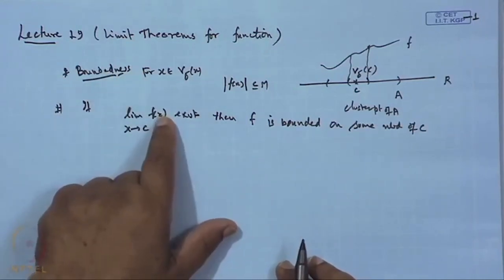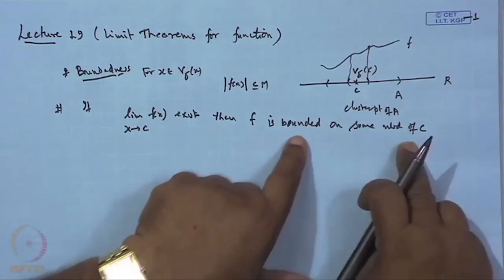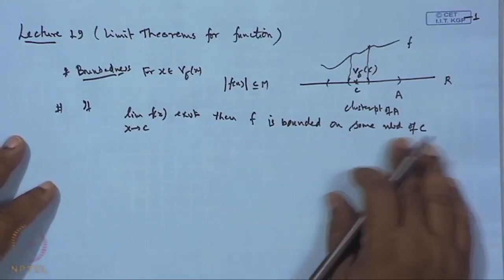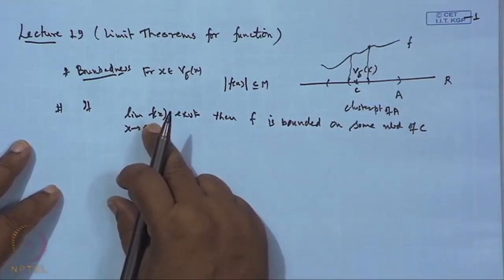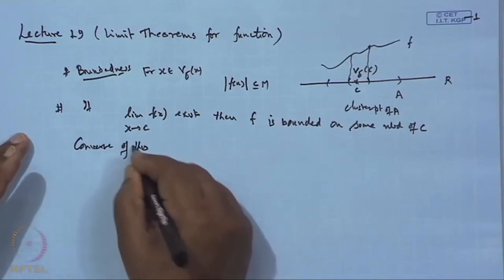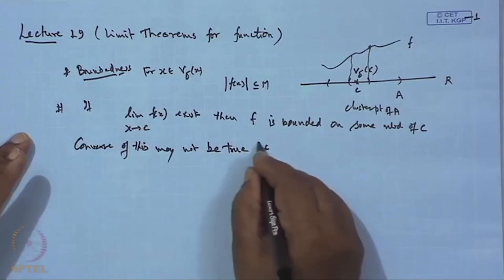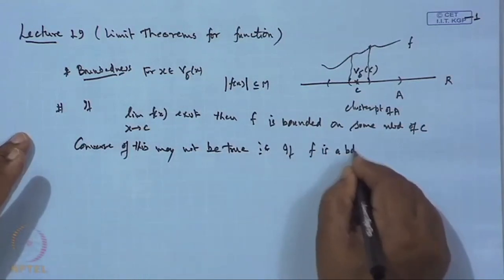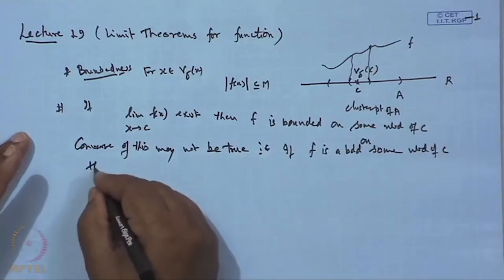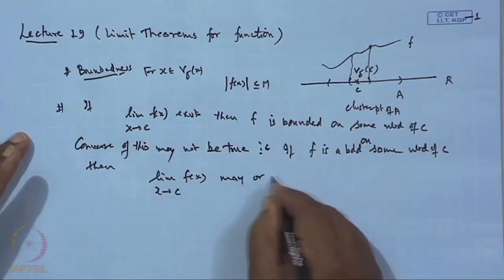Now, this result we have proved only one side. If the limit of f(x) when x tends to C exists, then only we can say the function is a bounded function. What about the converse part? The converse means, if f is a bounded function on some neighborhood of a point C, can you say the function has a limit at C? The answer is no. The converse may not be true always. That is, if f is a bounded function on some neighborhood of C, then the limit of f(x) when x tends to C may or may not exist.